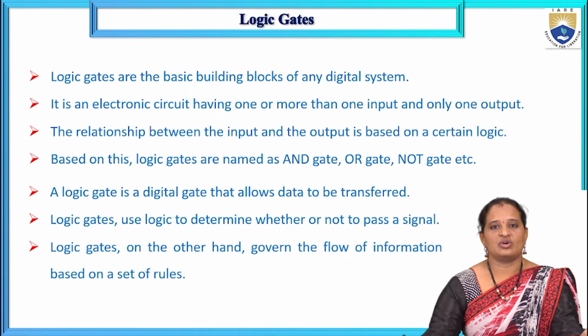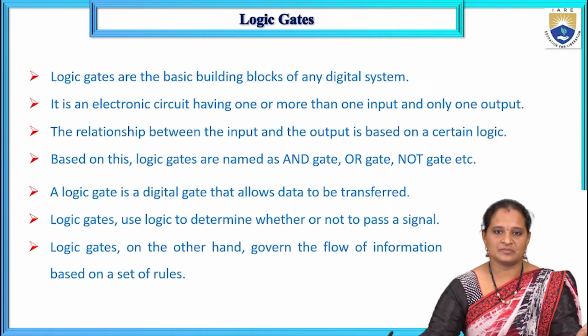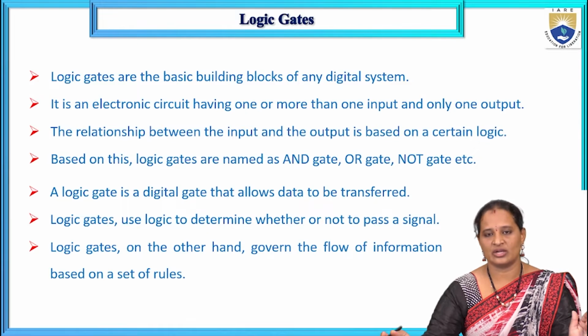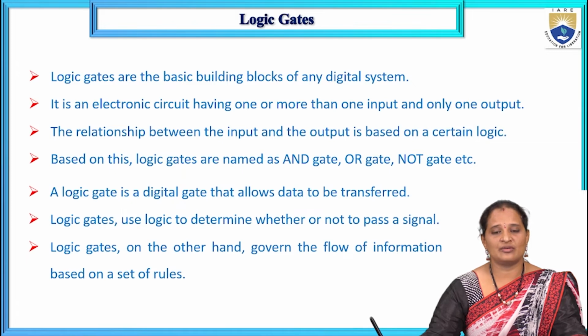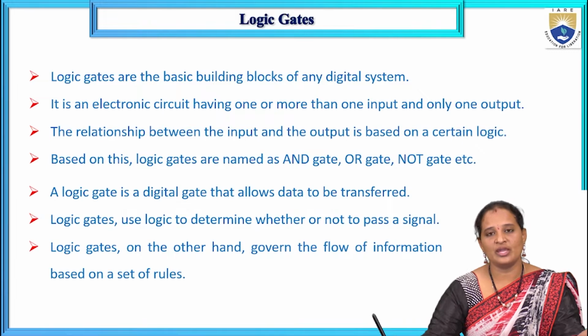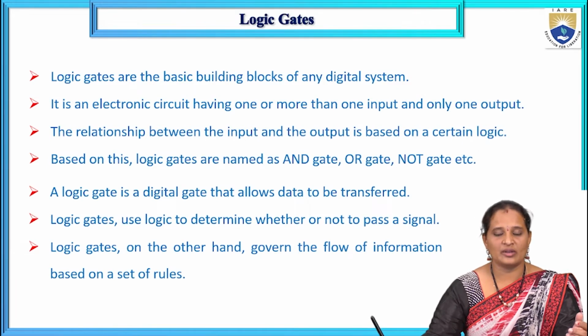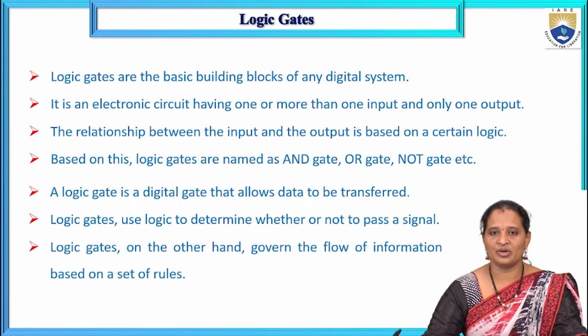So first of all, let us see what a logic gate is. Logic gates are the basic building blocks of digital systems. Any digital system is constructed or implemented using logic gates. That is why we always call these logic gates the basic building blocks of digital systems. It is an electronic circuit having one or more inputs and only one output. A logic gate may have either one input or more than one input, like 2 or 3, and any number of inputs it may have. But the output of a logic gate is only one.